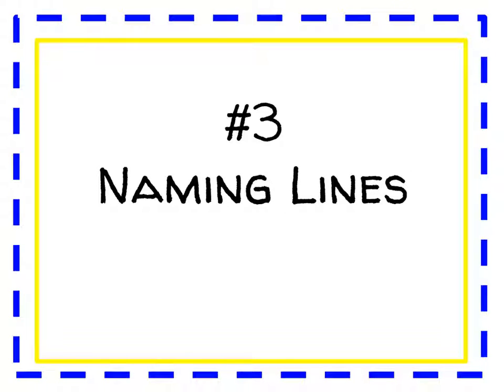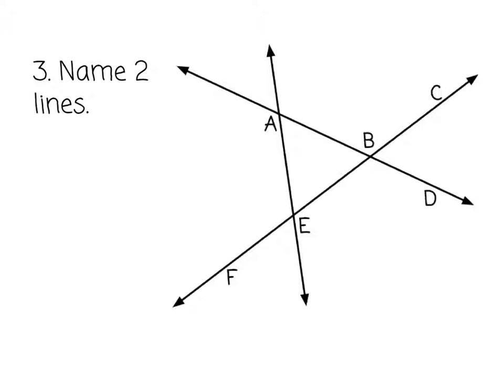Problem number 3 is about naming lines. So in our figure, we need to name 2 lines. Okay, so to name a line, you need any 2 points on a line. Okay, so any 2 points that are on a line. So let's say we're focusing on, let's just look at this line right here.